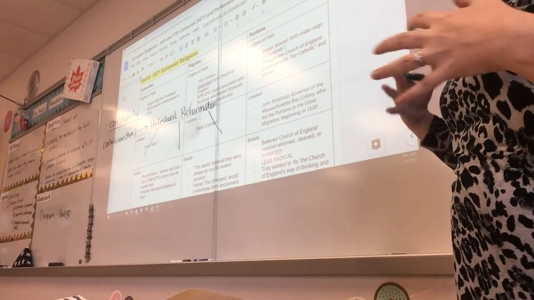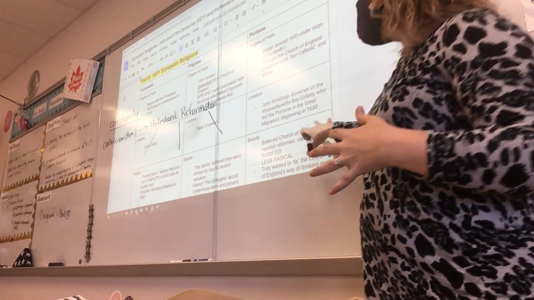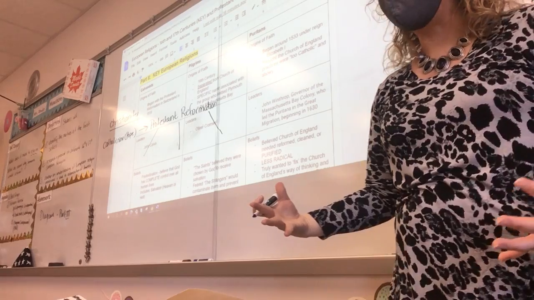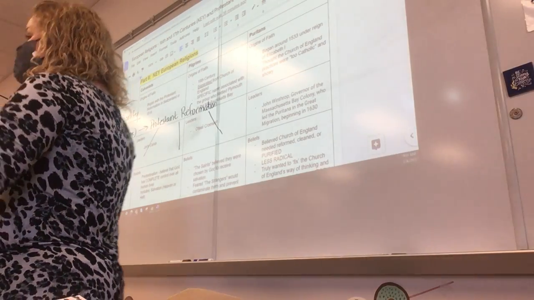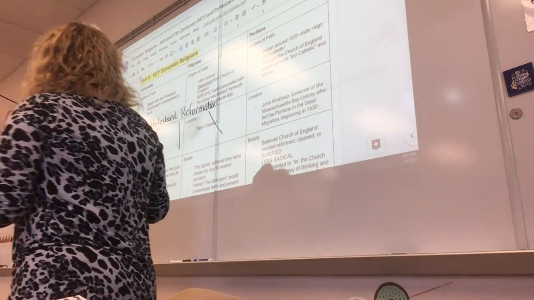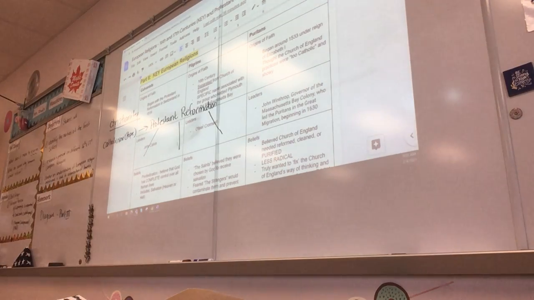So it's important for us to recognize why certain religions were not tolerated, and therefore people were sent away, okay? So the first one we're going to talk about is this religion called the Church of England.